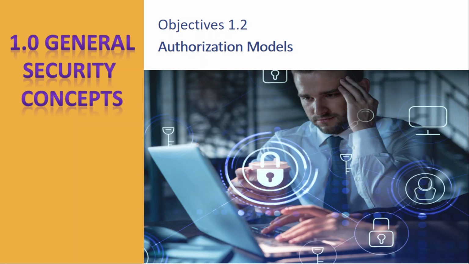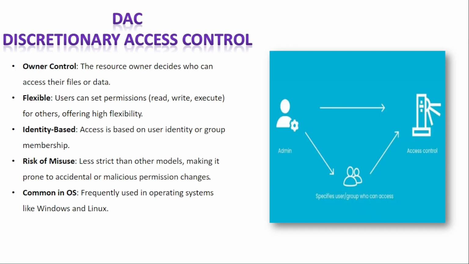So another topic in Objective 1.2 is authorization models. Authorization models define how access to resources is granted based on rules and policies. And we have different authorization models, and the first one is DAC, that is discretionary access control. So what is DAC? Owner control. What does this mean? The owner has complete control over the resources, and the resource owner decides who can access their files or data.